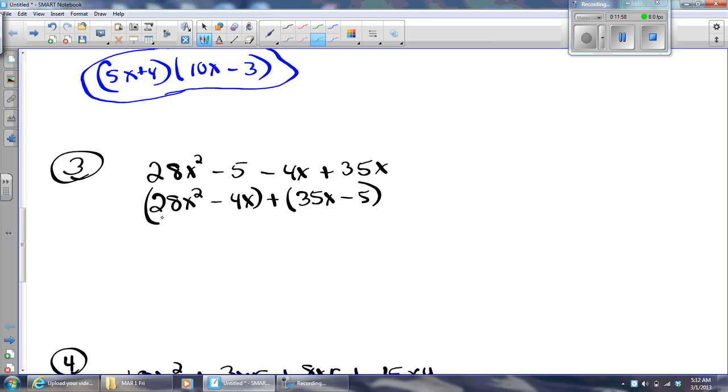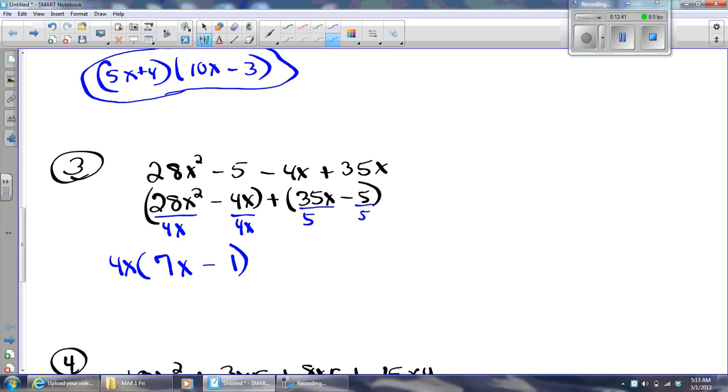Looking for my GCF of 28x squared and 4x. Well, the GCF of the coefficients is going to be 4. GCF of the variables is going to be x. So my GCF comes out front. 28 divided by 4 is 7. X squared divided by x is x. 4x divided by 4x is 1. Be careful there. Make sure you get that 1. Don't lose that 1. Hear that, Kyle Smith? That 1 is very important. Now I go looking for the GCF of the 35x and the 5. Well, the GCF of 35 and 5 is 5.